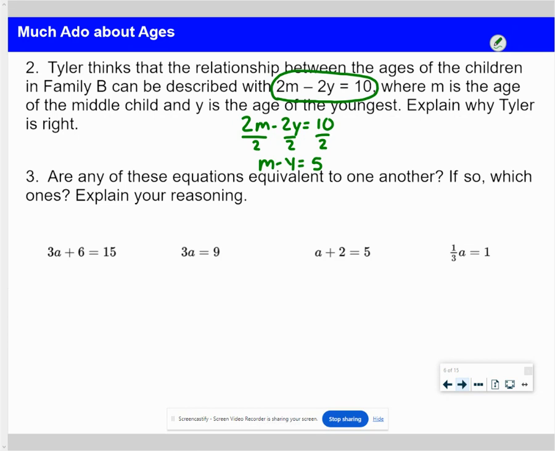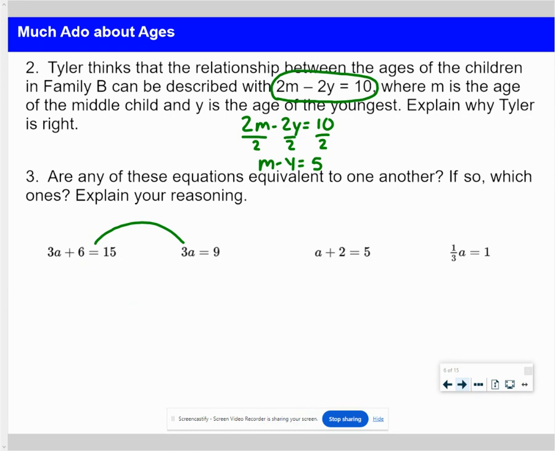Can you see, I'm hoping, how these two equations would be equivalent? What they did in this one is they really just subtracted 6 from both sides, and I would end up with 3a equals 9, which is that equation right there. Okay?